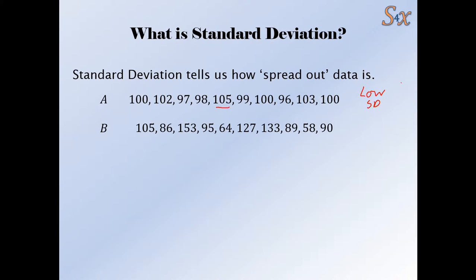Compare that with the second data set, where there are some numbers that are very far away from the mean, so you've got 153, 58 there. Even though the mean's the same, this is very spread out from that mean. Lots of the values are very far away from the mean. So we'd say this has got a high standard deviation.